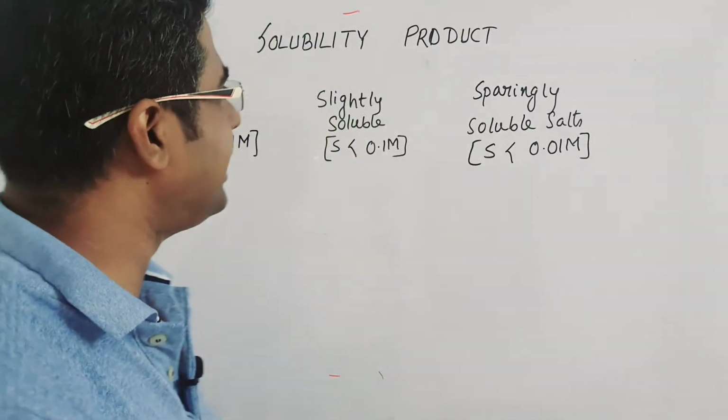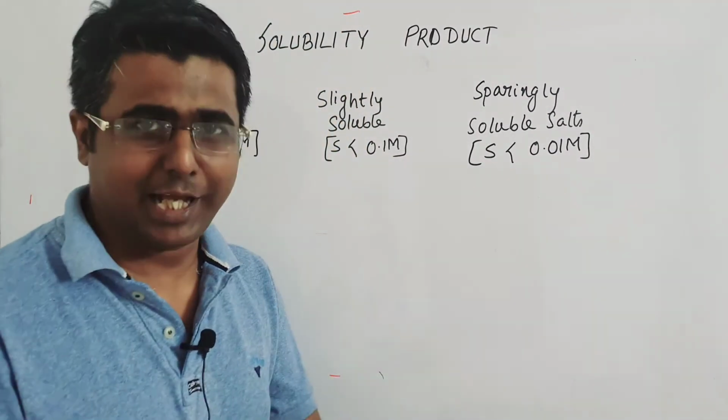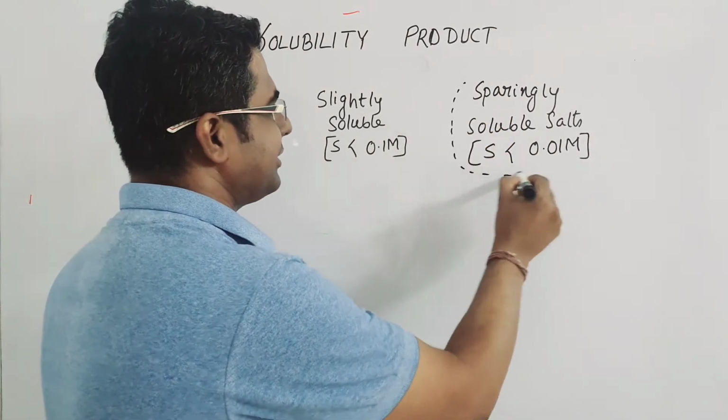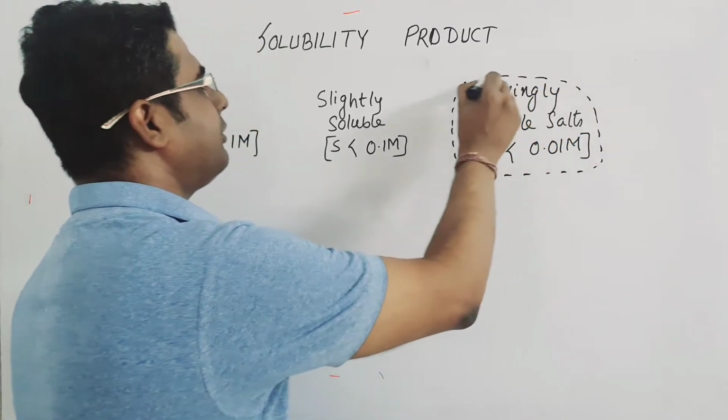Our point of study in this part of the chapter, that is ionic equilibrium, is basically this part. Why are we not going to study the other part?